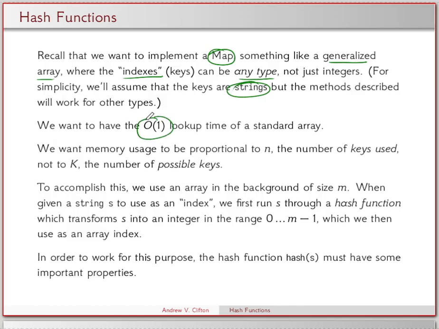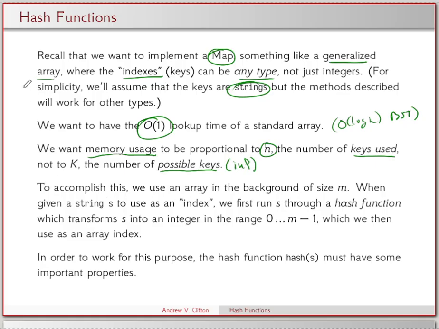We want to have the constant time lookup of a standard array, as opposed to the log of n time lookup that a binary search tree would have. So we want something faster than a binary search tree. We want our memory usage to be proportional to n, which is the number of keys that we've actually used, not to the number of possible keys, because if we're using strings, the number of possible keys is basically infinite. How many possible strings are there? There's infinity of them.